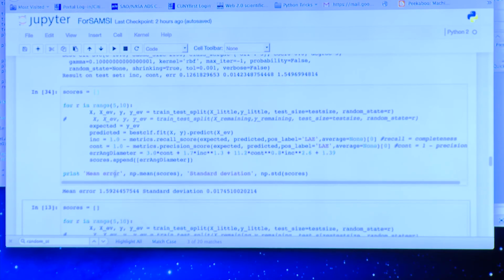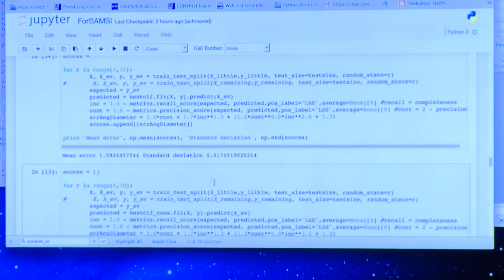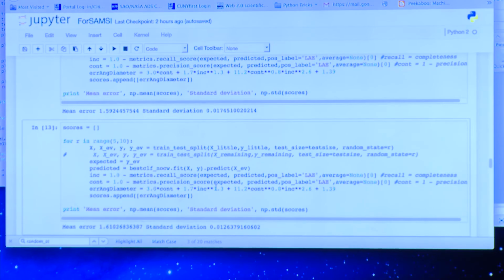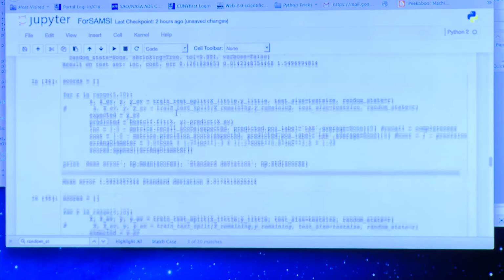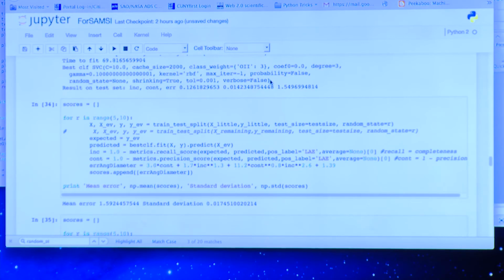I'm finding that the average error, over 5 different realizations, is 1.59, and the standard deviation is about 0.02. For the one without the weights, I found 1.61, and the standard deviation is lower. So this was actually quite a bit worse. This is just over 5 different things. Should they be more?